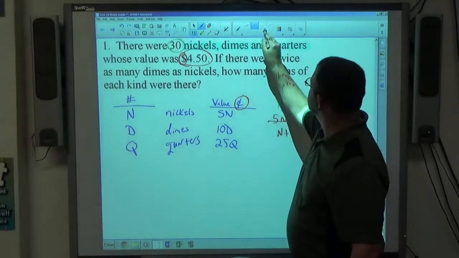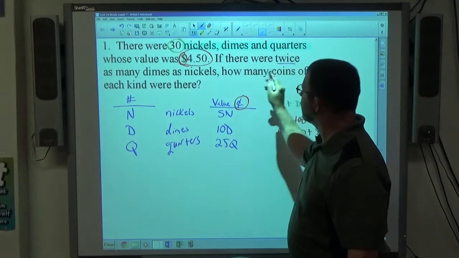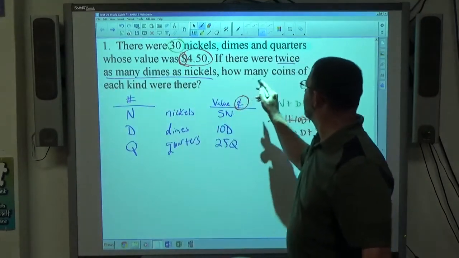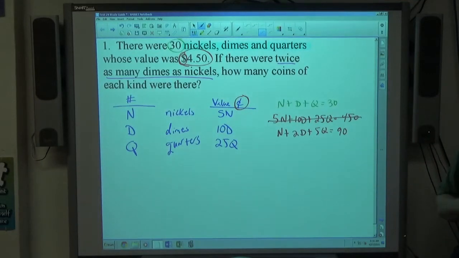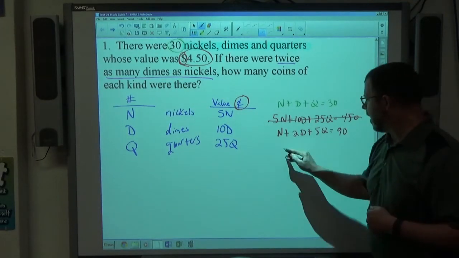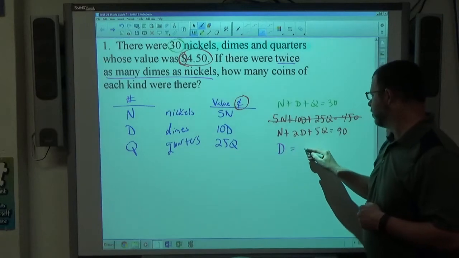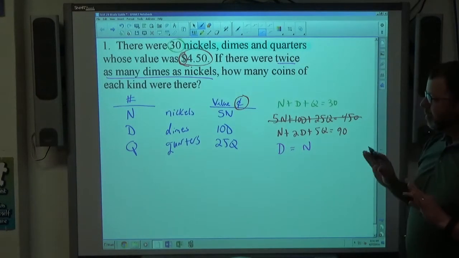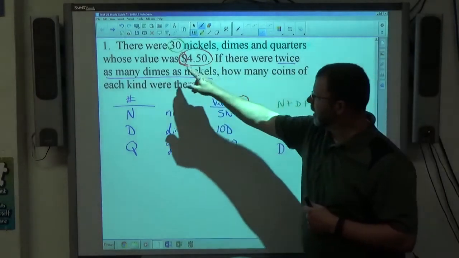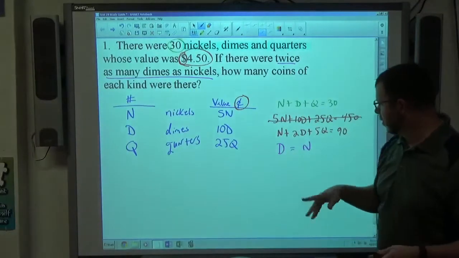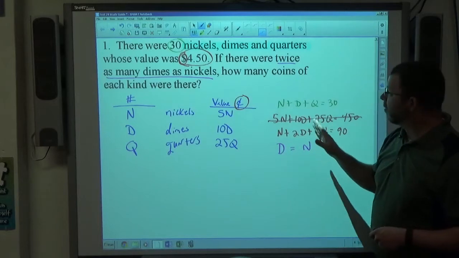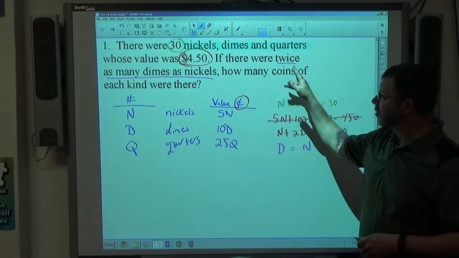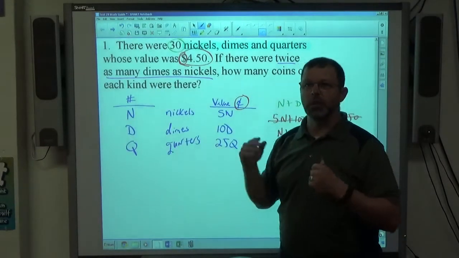Third fact, there were twice as many dimes as nickels. Now be careful with some number of times as many when you see a statement like that. If I just start off with d equals n, which is false. Pay close attention to the words here. Twice as many dimes, that means more dimes than nickels. So looking at these 2 variables that we have no idea what the values are, I know for a fact d has to be bigger than n because there's twice as many dimes. Twice as many dimes, more dimes.